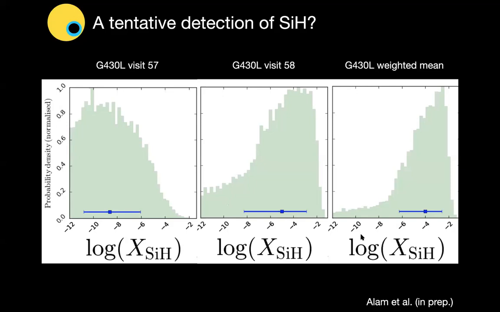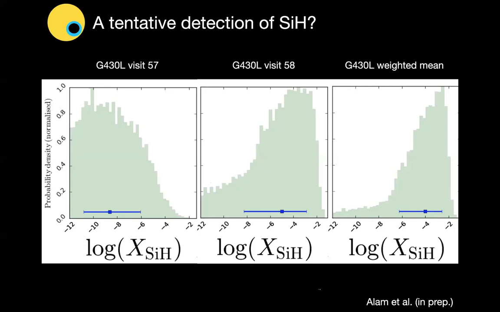And so what we see here is that the evidence of SiH seems to be coming from visit 58, which makes sense when we take the weighted mean because that's a more precise data set. But we also see that the lower probability tail for SiH actually becomes lower for the weighted mean compared to visit 58 alone, which suggests that perhaps the 2 visits aren't in strong tension with each other, because if they were, then the SiH uncertainty would have expanded with the weighted mean.